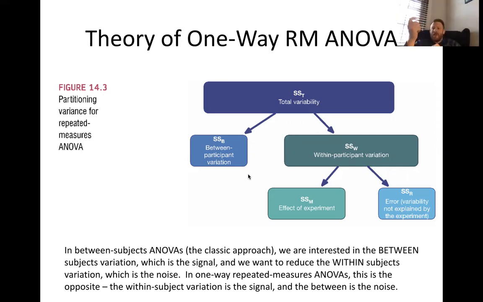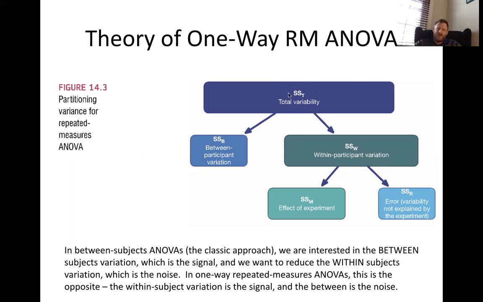In repeated measures ANOVA, that flips. Variation between participants in some ways is less important than variation within, because what we want to know is, are there systematic changes within each person over time? We know that people are going to be different, right? So there will be some between participant variation, but we're really interested in the within variation. And so that's represented here in this diagram.